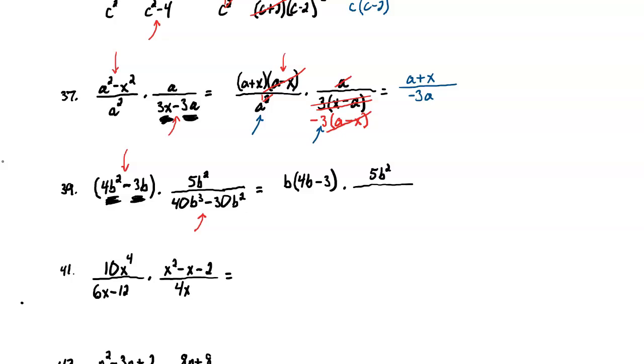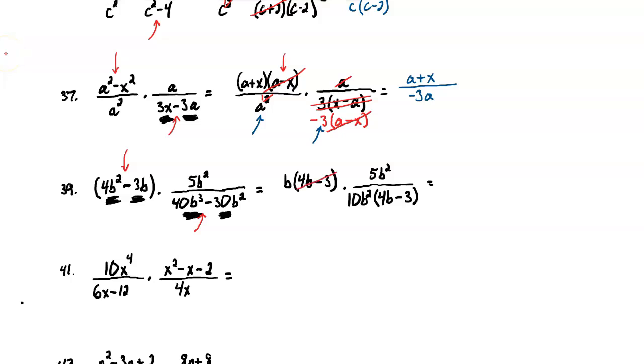Now let's make the factored form of the bottom right denominator. 10 divides into 40 and 30, and b squared divides into both terms as well. 10 times 4 is the 40, and b squared times b is the b to the third power. 10 times 3 gets you the 30b squared. Now that we have the factored form, we can do the canceling.